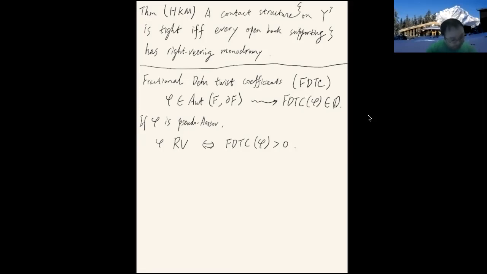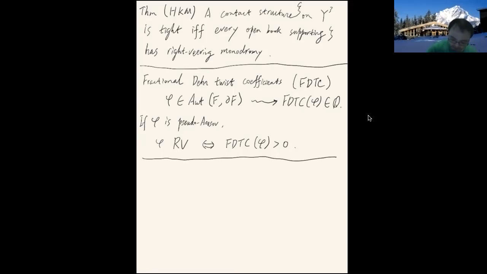Okay, so now I can talk about some applications, some corollaries of this result. But before I talk about corollaries, maybe I want to make a remark about the main theorem itself.